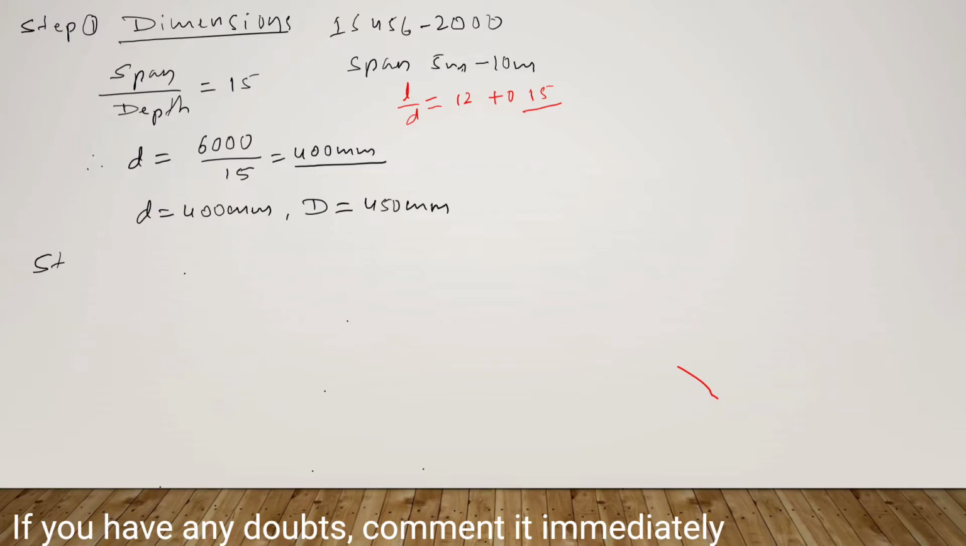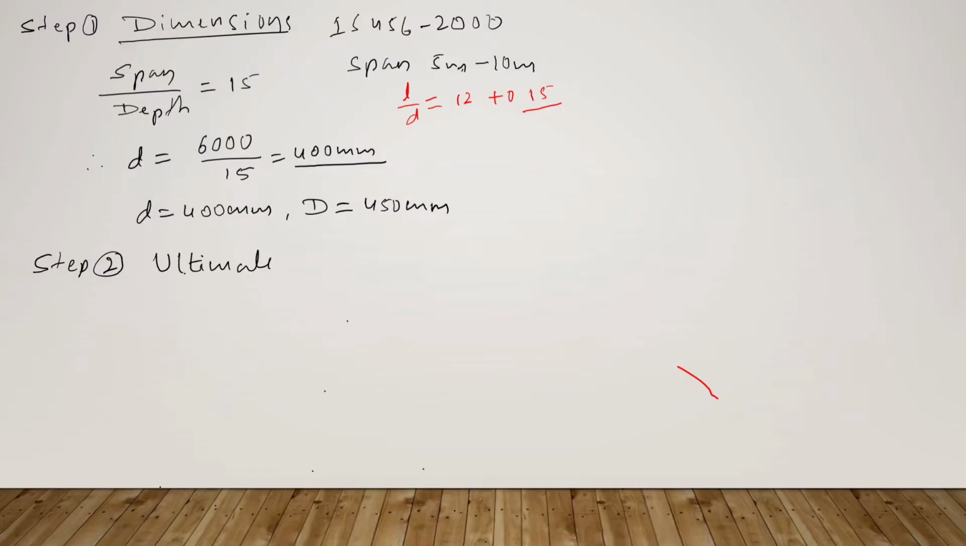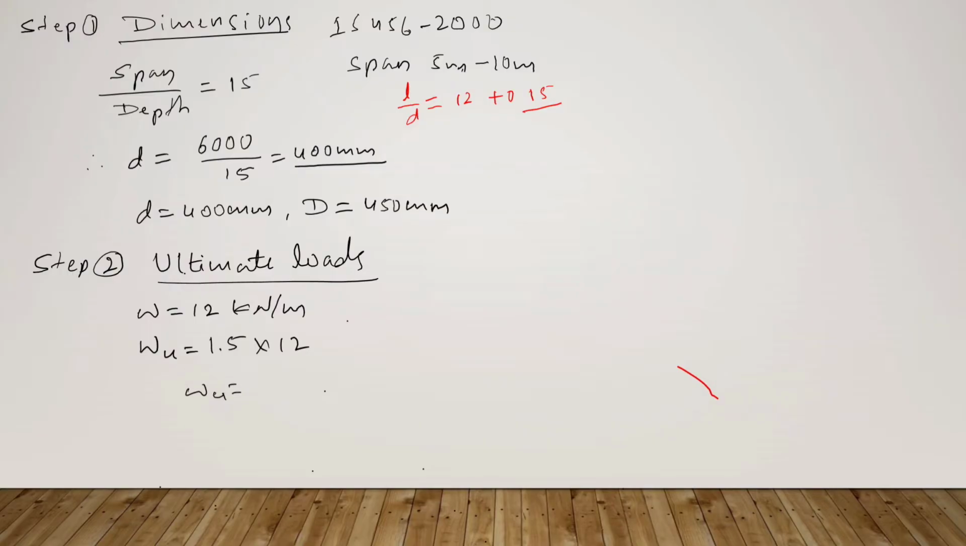Step 2, ultimate loads. They are given working load w is equal to 12 kilonewton per meter. So for ultimate load, wu is equal to, the factor we are considering 1.5. So 1.5 multiplied by 12, we will get an ultimate load wu is equal to 18 kilonewton per meter.